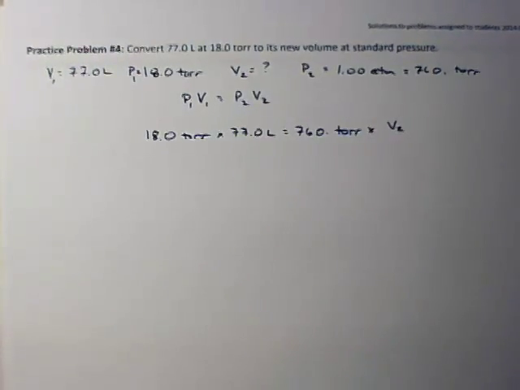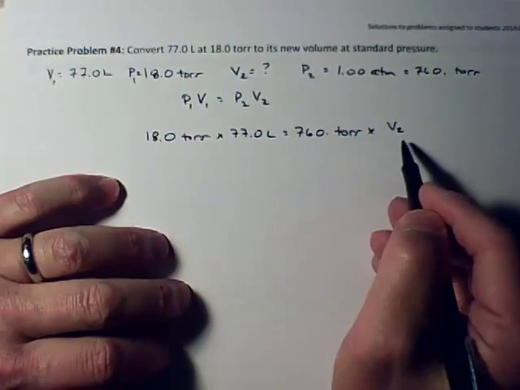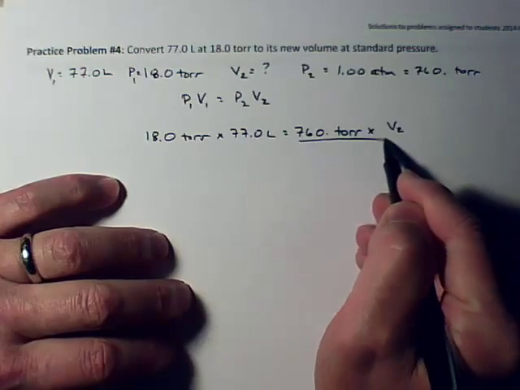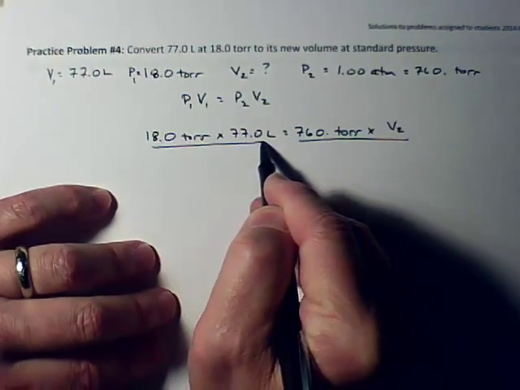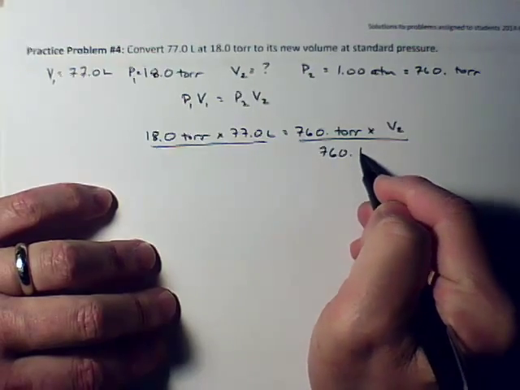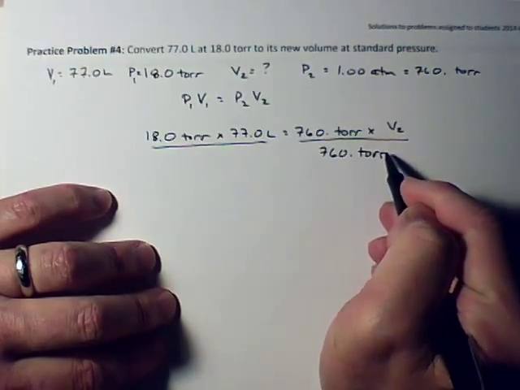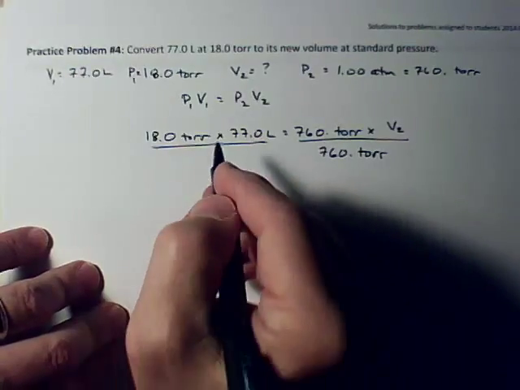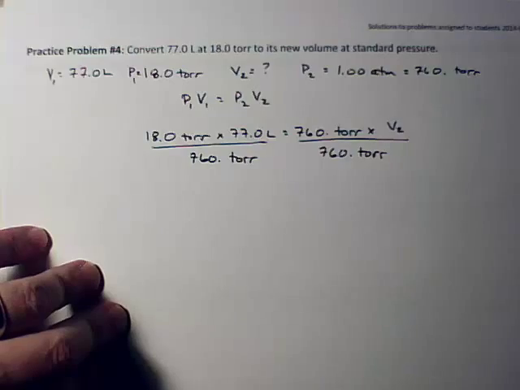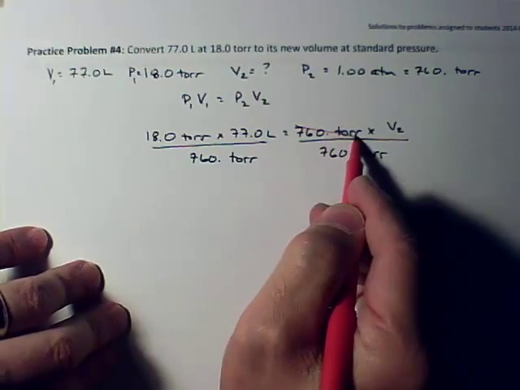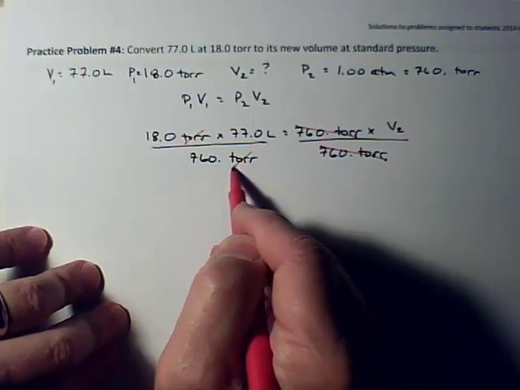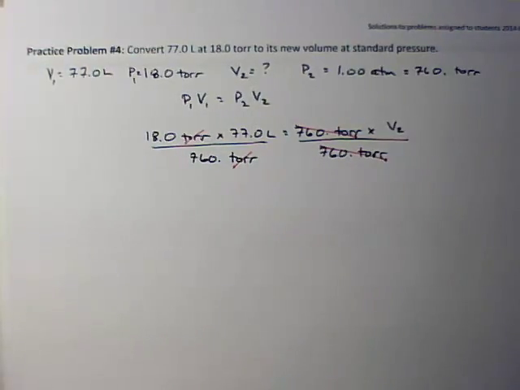Same process we've been using all along. Isolate the unknown. This is the unknown right here, V2. Mathematically, we can isolate it by getting rid of the 760 torr by dividing by 760 torr, and that's an allowed mathematical operation as long as we do it to both sides. We can now cancel torr on this side and plug it in.